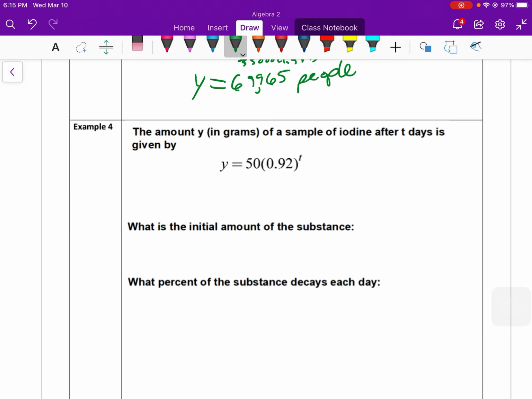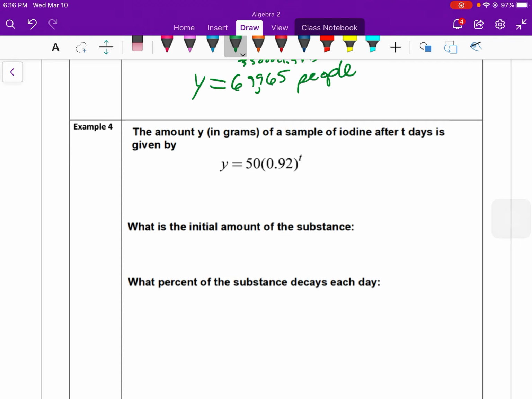Okay, now in this example, they give us an equation here, and they're asking us to find what the initial amount is and what percent of the substance decays. So the amount y in grams of a sample of iodine after t days is given by, so it's a decay model.